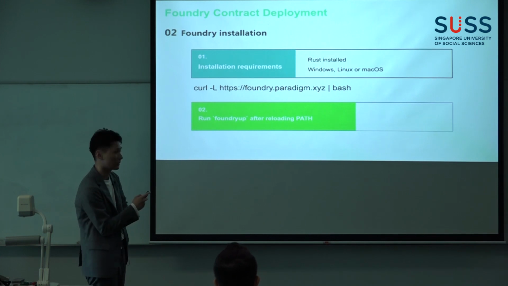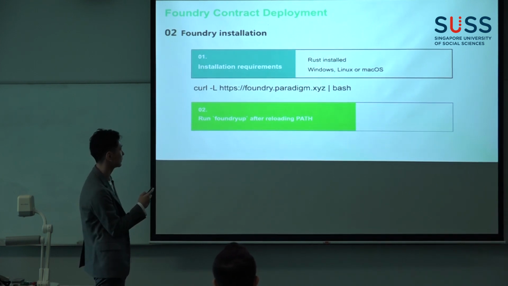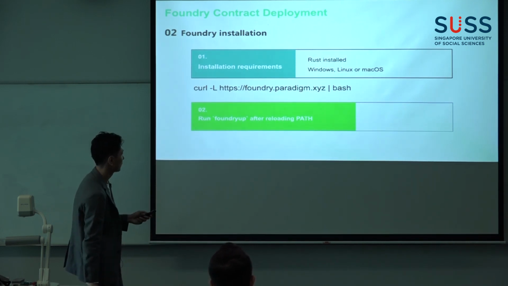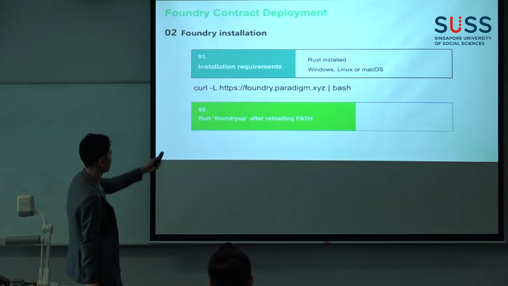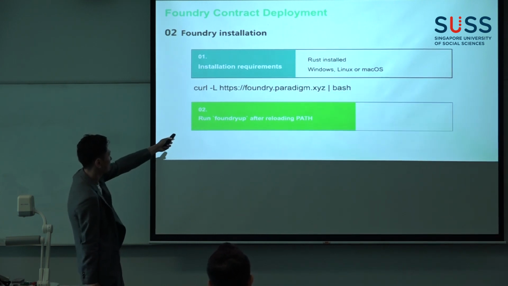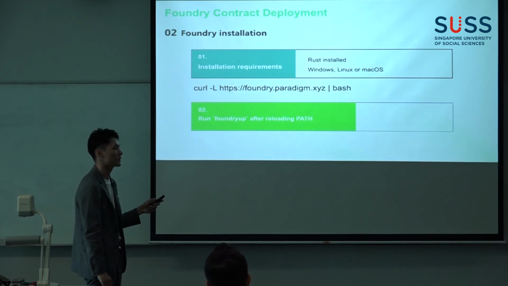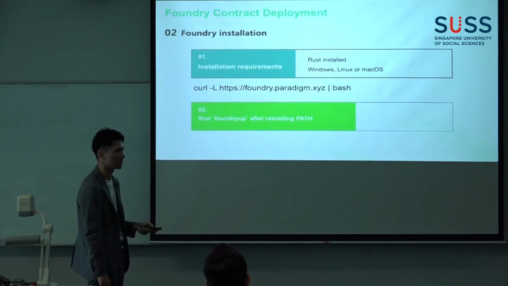So in order to have it installed, we need to have Rust installed. And in Windows, Linux, Mac OS, there's a very easy way to install Rust. After we have Rust installed, we just run this command, and then the foundryup binary will be installed. And after we run foundryup, all the toolkits will be installed. And if you want to upgrade the package, we just run foundryup. So it's very easy.